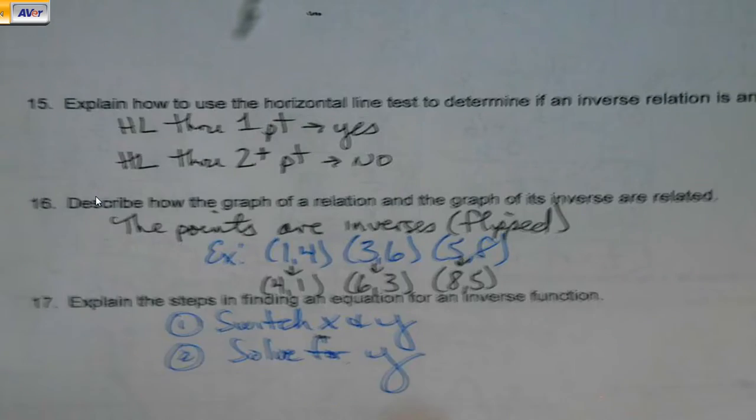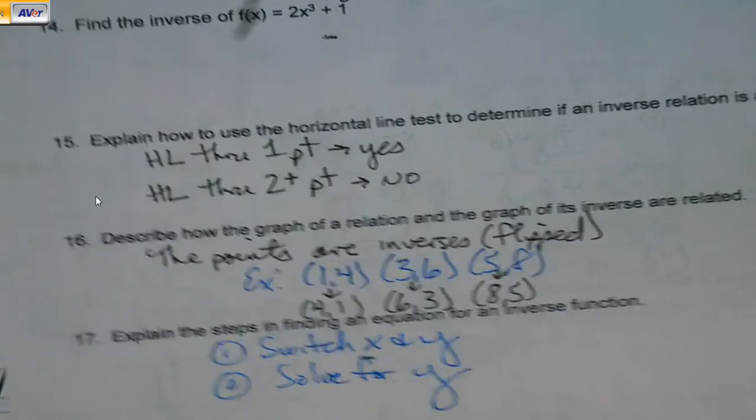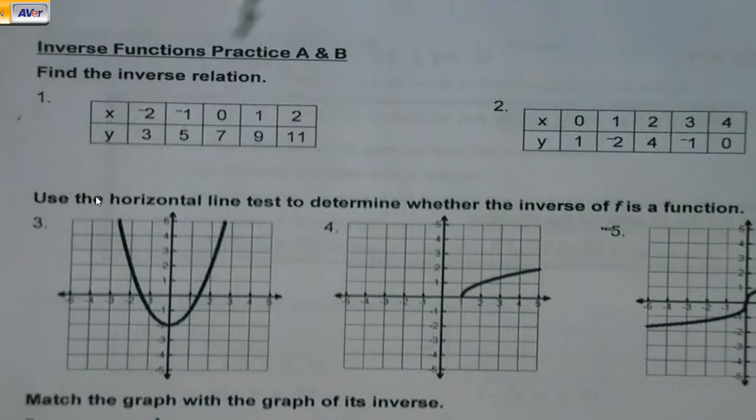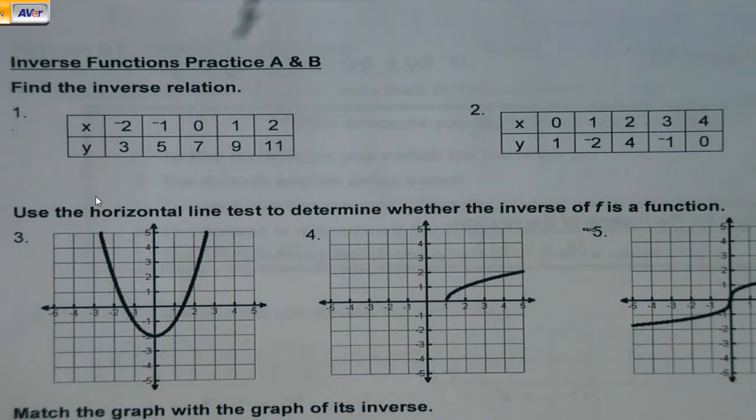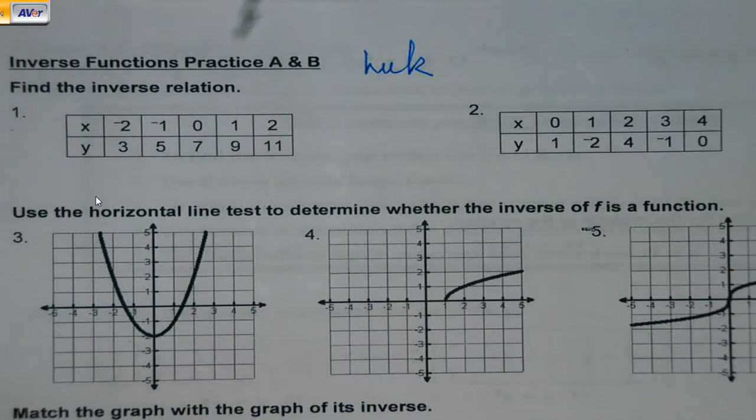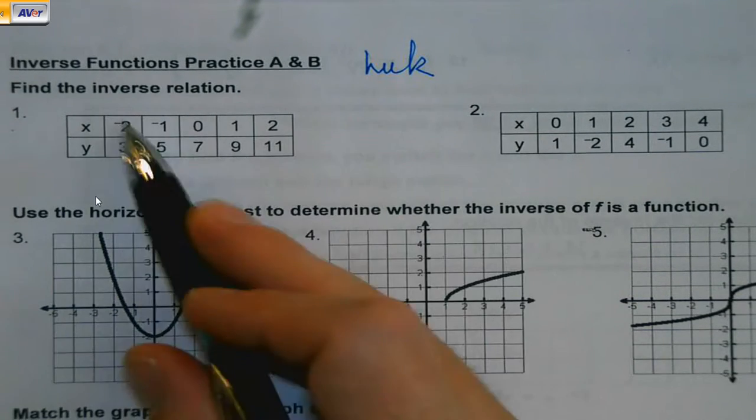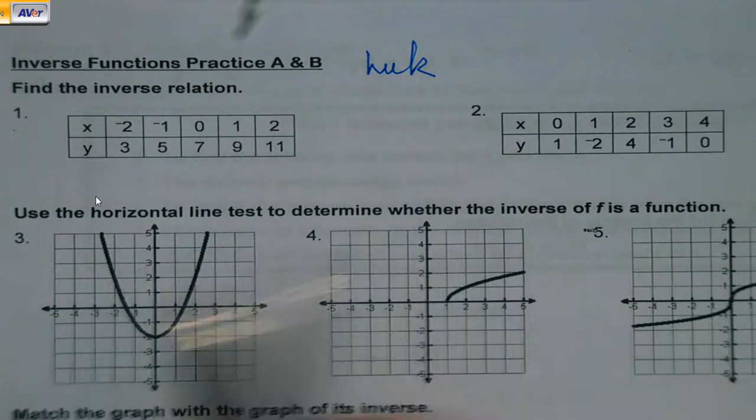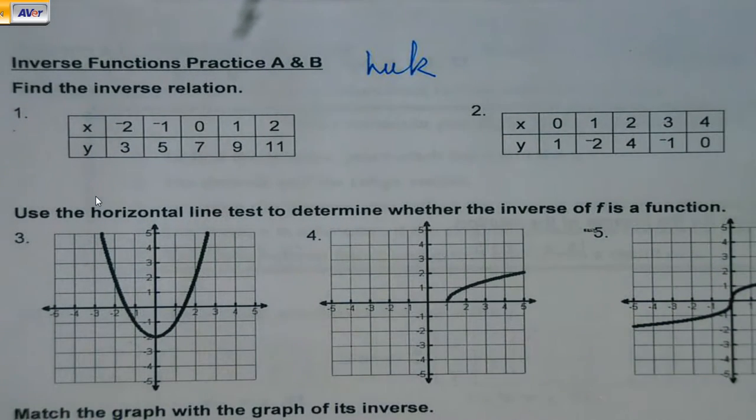So let me move this to the side. Move this down a little bit. Okay. I'm not going to knock out some of the easy ones for you here. What I want to do is go through some of the stuff where I think you might not have as good an example in your notes. So, find the inverse. I'm just switching x and y's. Okay, you can do that. Use the horizontal line test to determine if it's a function. Does it go through once? Does it go through more than once?